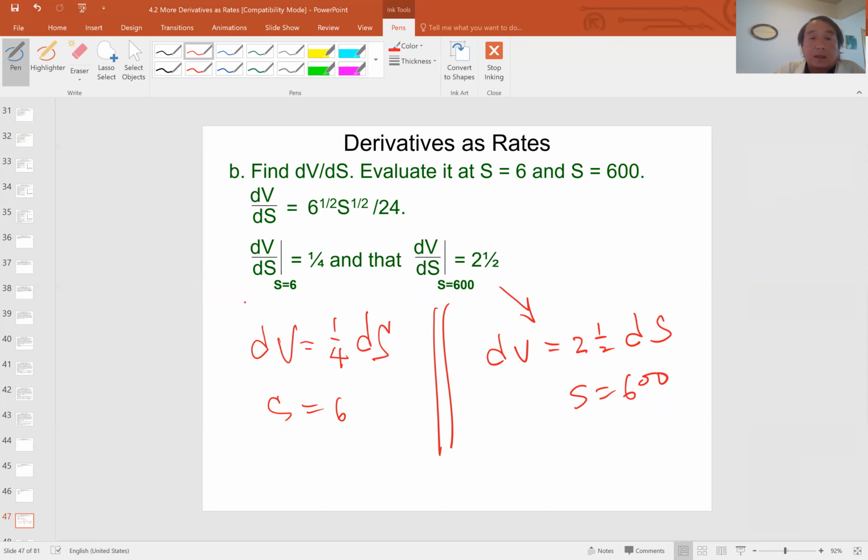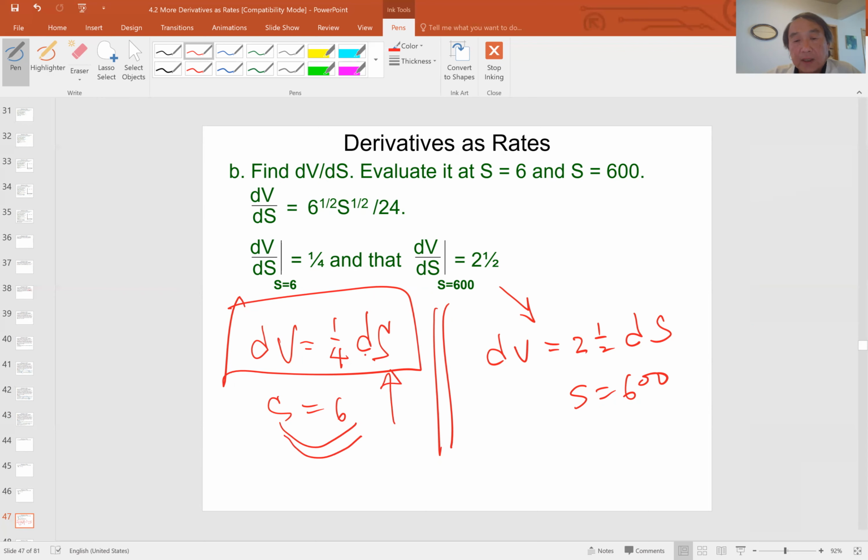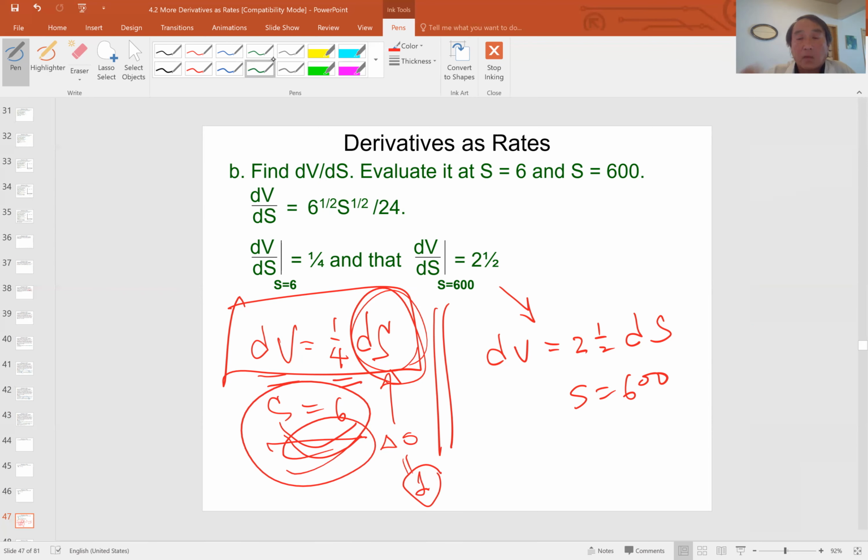Okay, and this says when the surface is equal to 6, and if I change ds, think of ds as delta s, and we can set an approximation. So basically, the volume change is a quarter of the measurement change in surface when s is equal to 6. However, when the surface is a lot bigger, 600, the cube is a lot bigger, and then the volume will be 2.5 times the amount of the surface increment.